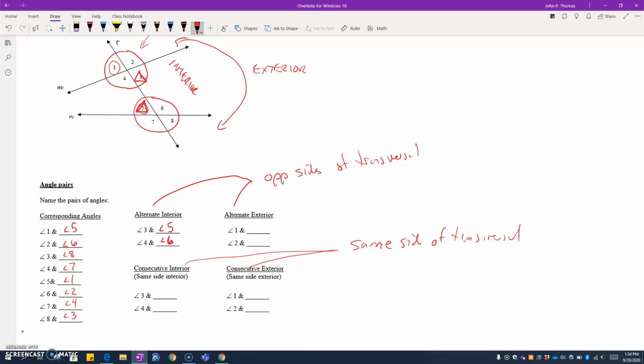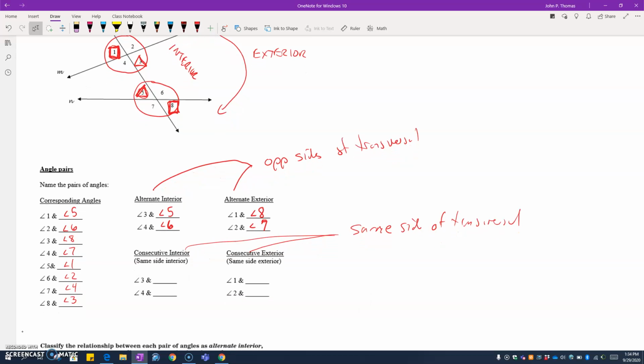Now, we can do the same thing on the exterior. On the exterior, we're going to have 1 up here, and it needs to be the opposite side, but on the exterior, so that's going to go with 8. So angle 1 and angle 8, and then angle 2 and angle 7, are alternate exterior. So opposite sides, but on the exterior.